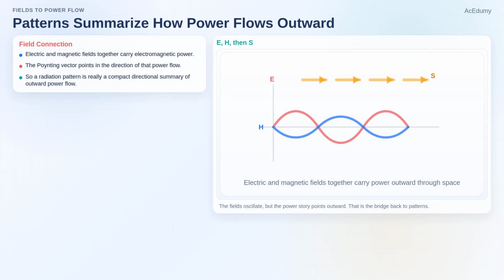To connect these pattern ideas back to fields, remember that the electric and magnetic fields together carry power through space. The Poynting vector gives the direction of electromagnetic power flow. So when we draw a pattern, we are really summarizing how strongly power is carried outward in each direction. That is why field pictures and radiation pattern pictures belong to the same story.